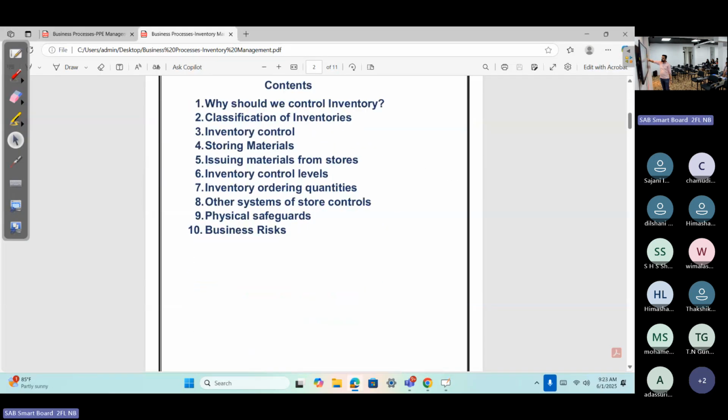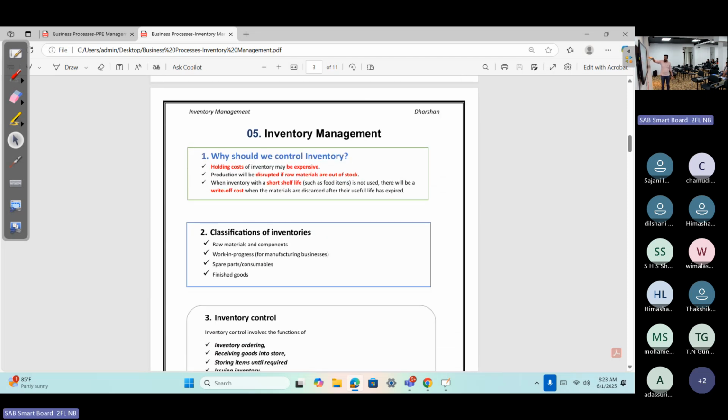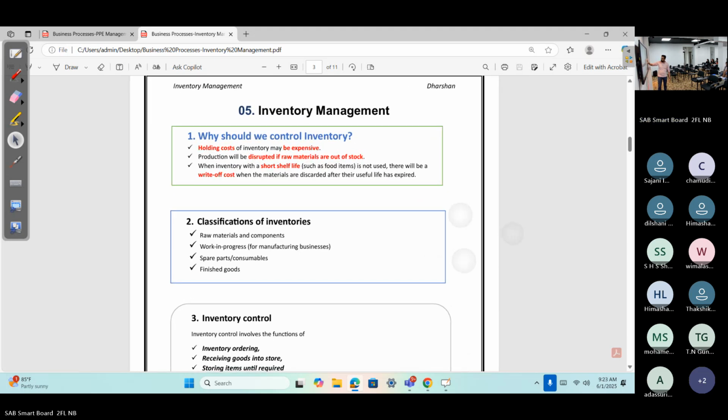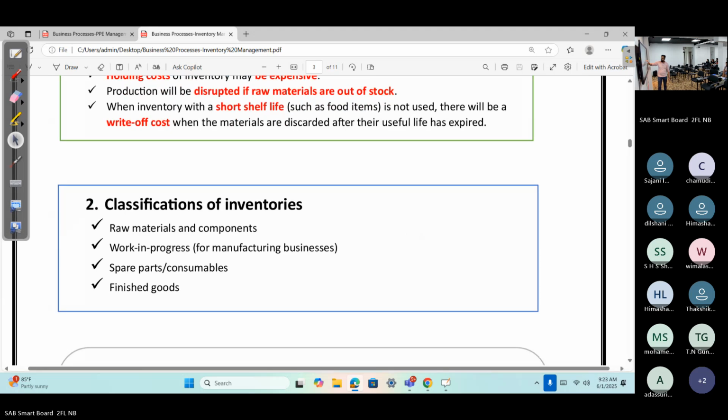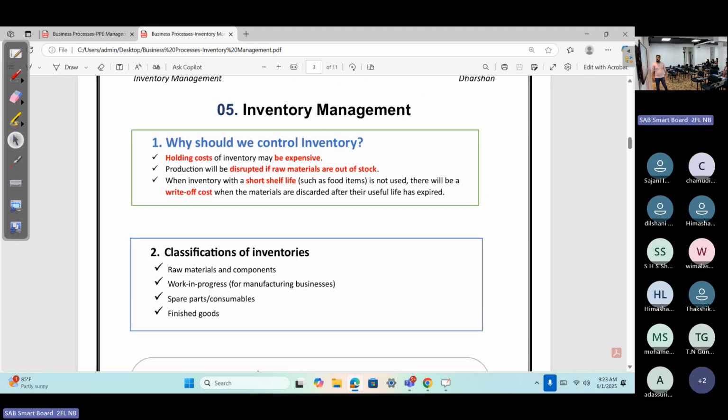So first, before discussing the storing activity, I want to discuss certain things. So why should we control inventory? Holding cost of inventory may be expensive.